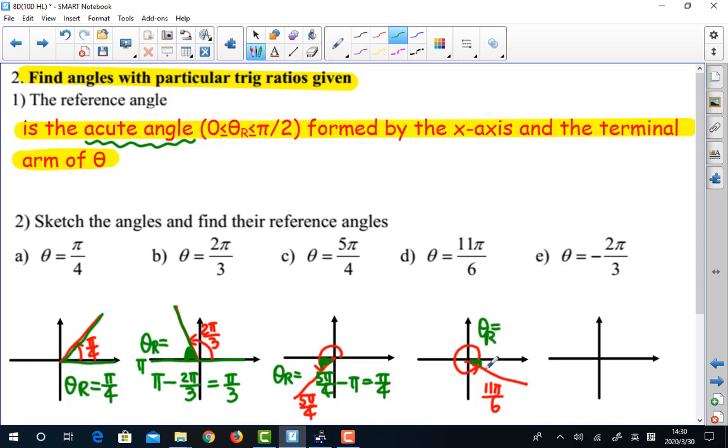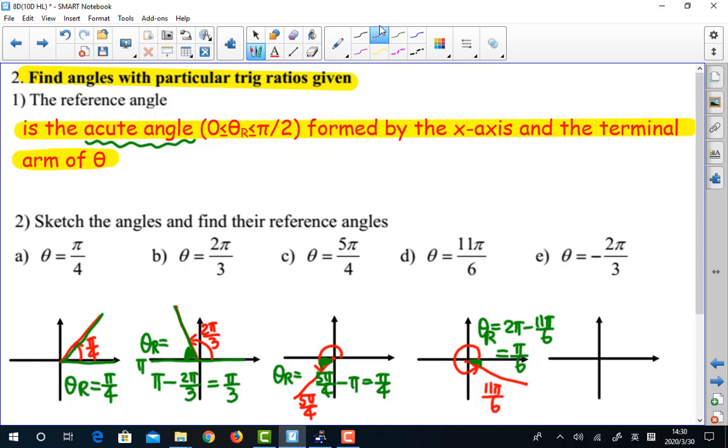But how can we find this pi over 6 mathematically? I find that I only need to rotate this much for the reference angle to get 2 pi. So the reference angle equals 2 pi minus the rotation angle, which gives me pi over 6. So pi over 6 is the reference angle for 11 pi over 6.